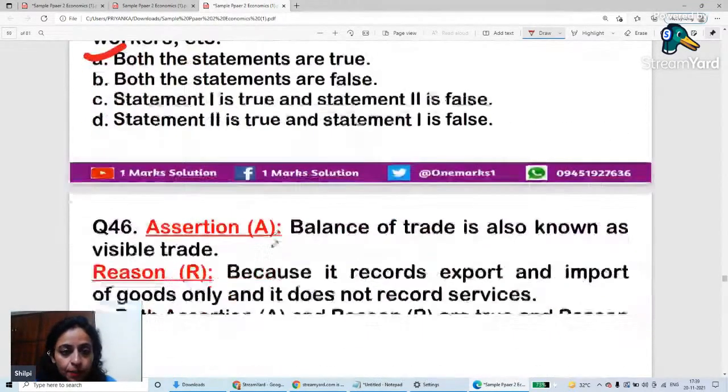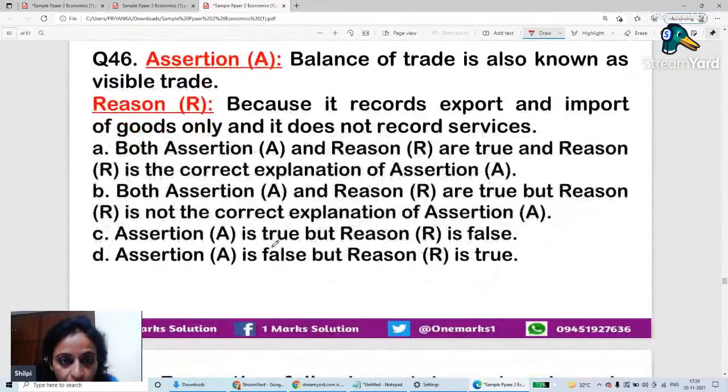Question number 46. Assertion says balance of trade is also known as visible trade, right? Balance of trade includes only the visible items, which is true. Reason says because it records exports and imports of goods only and it does not record services. Yes, this is the basic difference between balance of trade and balance of payments account, where balance of trade only includes goods which are visible to us. It does not include services. So both the statements are true and reason is the correct explanation for assertion. Option A.